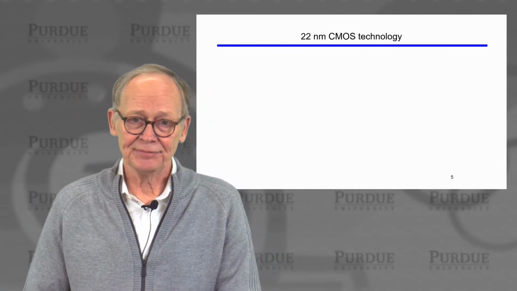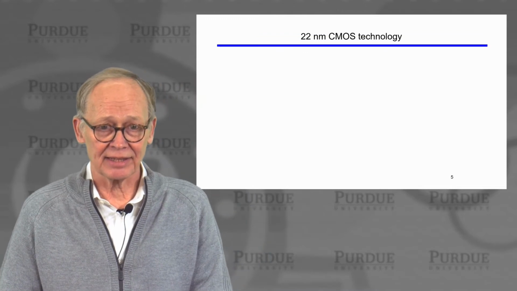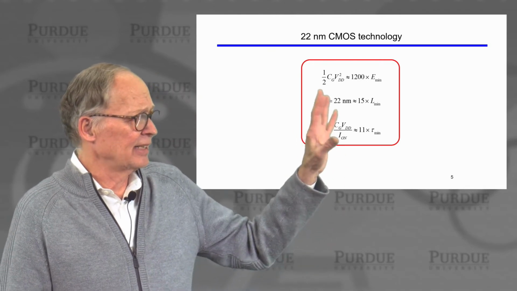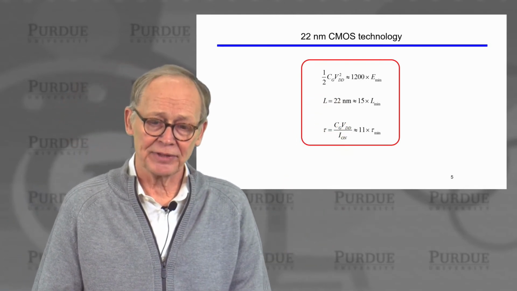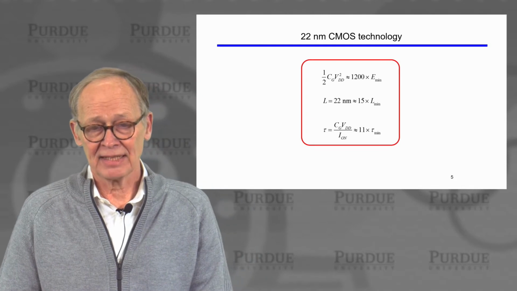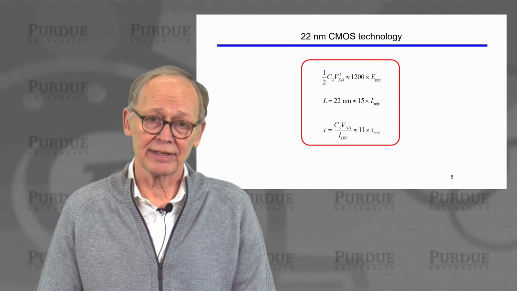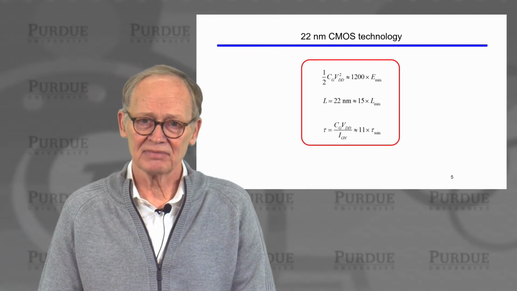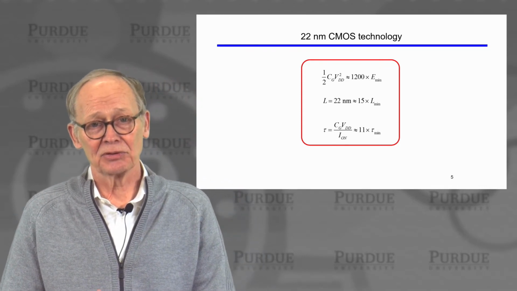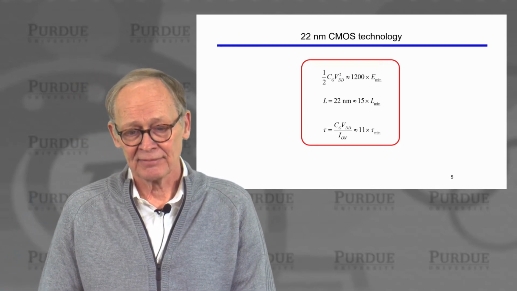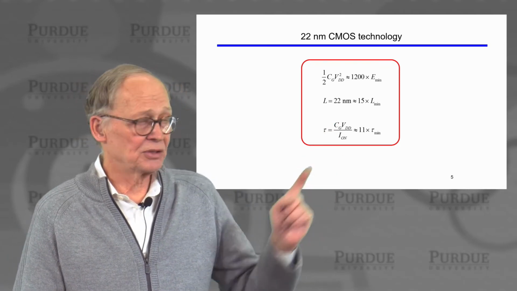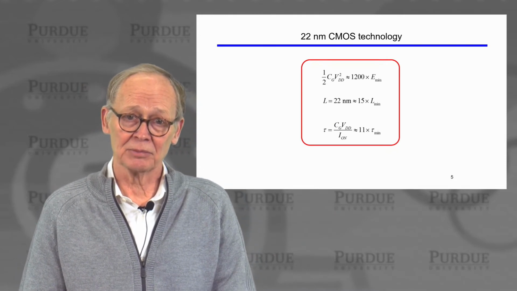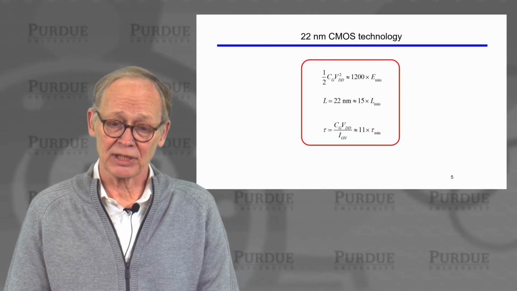If we look at a reasonably close to state-of-the-art technology today, 22 nanometer CMOS, and put numbers in, you can see that the energy in the MOSFET is 1/2 CV squared. That turns out to be 1,200 times the fundamental minimum limit. So not that far, only a few orders of magnitude away. The channel length, 22 nanometers, is only 15 times the fundamental minimum channel length.